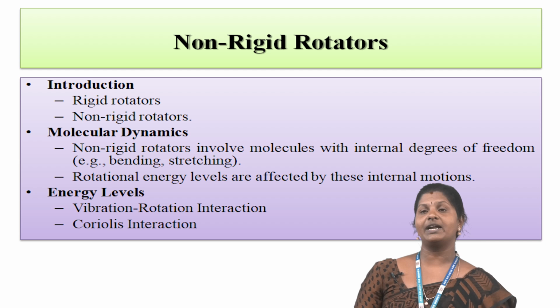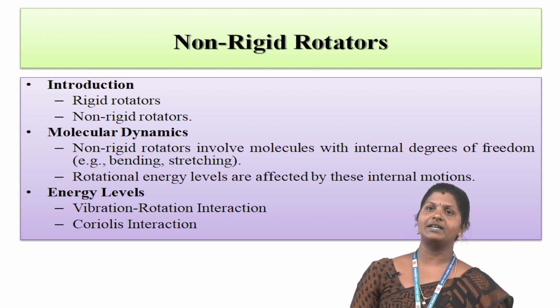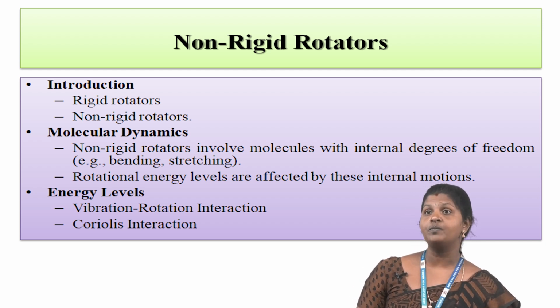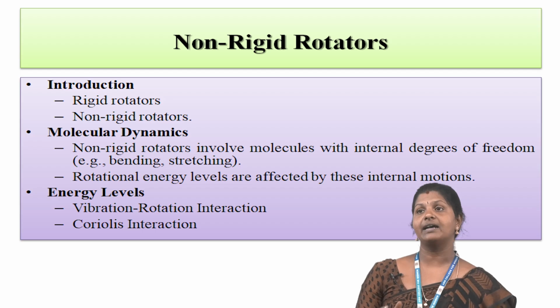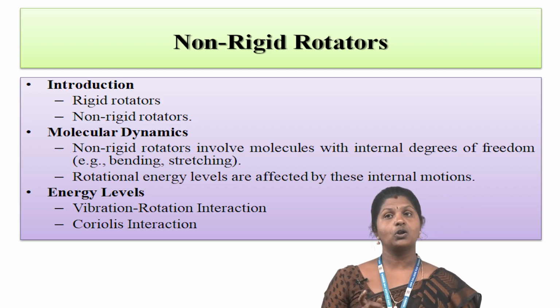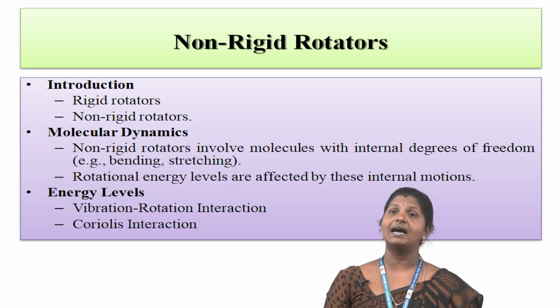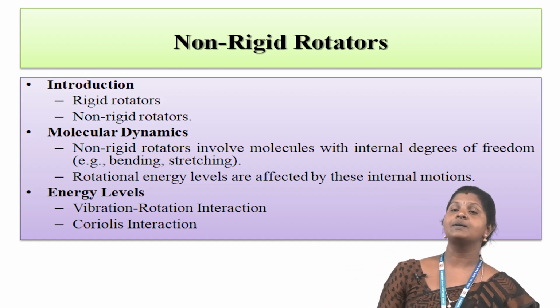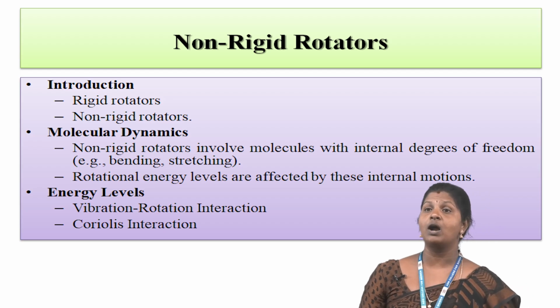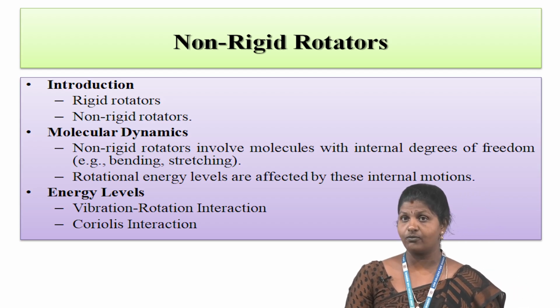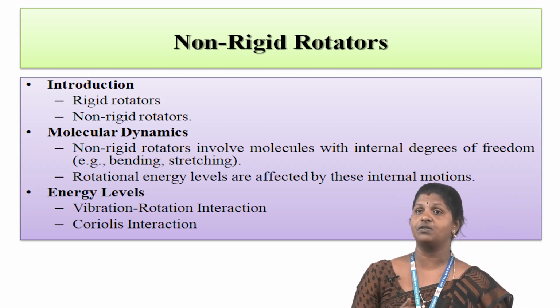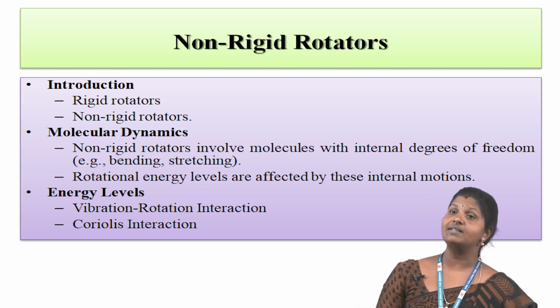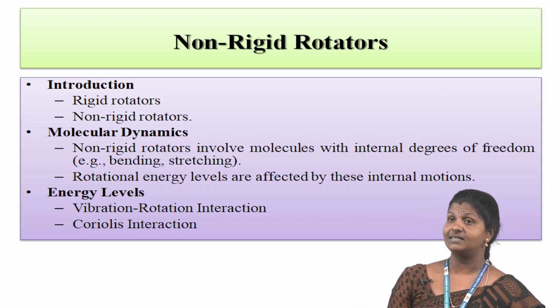The non-rigid rotator, introduction to the non-rigid rotator. The rigid rotator assumes constant bond length and angles during the rotation. Then the non-rigid rotator considers molecules where bond length and angle change during rotation. Molecular dynamics: the non-rigid rotator involves molecules with internal degrees of freedom, for example bending and stretching vibrations. The rotational energy levels are affected by these internal motions.